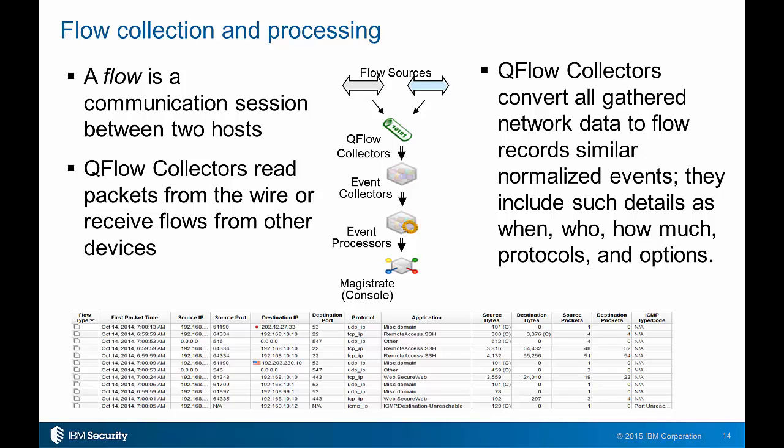The QFlow collector reads packets from the wire or receives flows from other devices. QFlow collectors convert all gathered network data to flow records, similar to normalized events. They include such details as when, who, how much, protocols, and options. The QRadar flow collector component is present in flow processors, all-in-one appliances, and QFlow collector appliances. QFlow collector appliances are capable of collecting layer 7 flows, whereas flow processors and all-in-one appliances can only collect layer 3 flows.